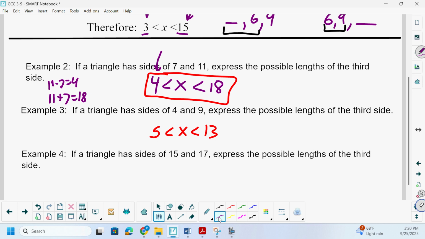So if we subtracted, we would get 2 less than x, less than, and if we added, we would get 32. So as long as x stays in between those two values, okay, can't equal them, has to stay in between, then we could make a triangle with those side lengths.